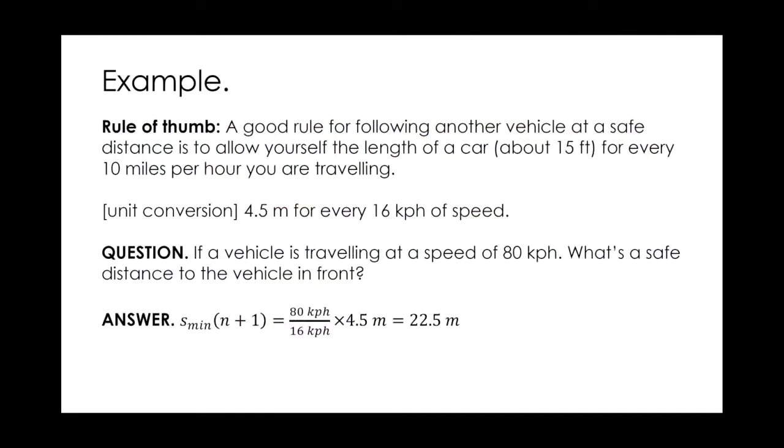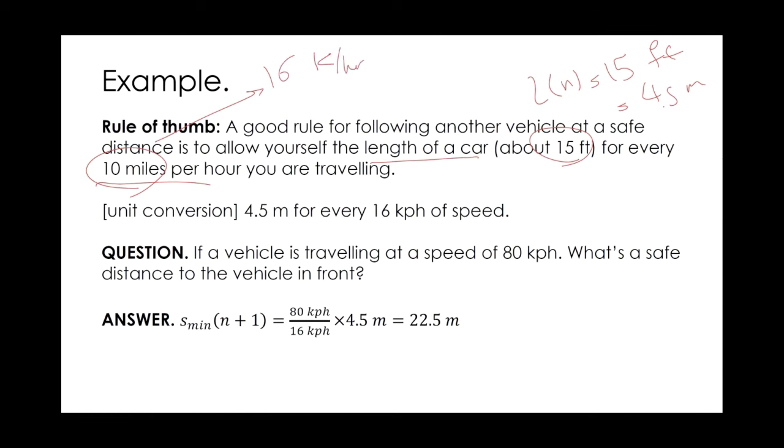So let's have a look at an example here, so it becomes a little bit more clear how Pipe's model works. As a rule of thumb, we can say that a good rule for following another vehicle at a safe distance, following the Pipe's model, is to allow yourself a length of a car, about 15 feet, for every 10 miles per hour. So this 15 feet is actually Ln, right? Which is the length of a vehicle. And if we convert it to the metrics that we're more comfortable to work with, 15 feet is almost equal to 4.5 meters. And that 10 miles per hour is also about 16 kilometers per hour.